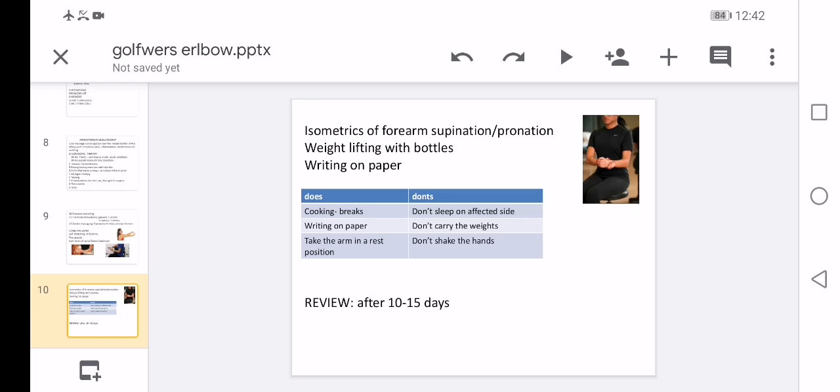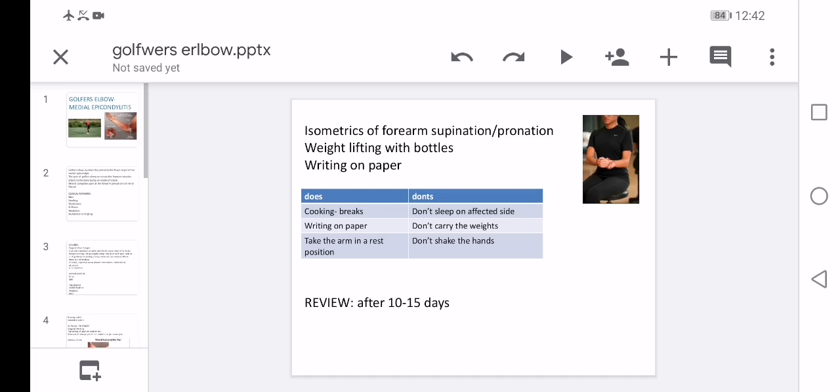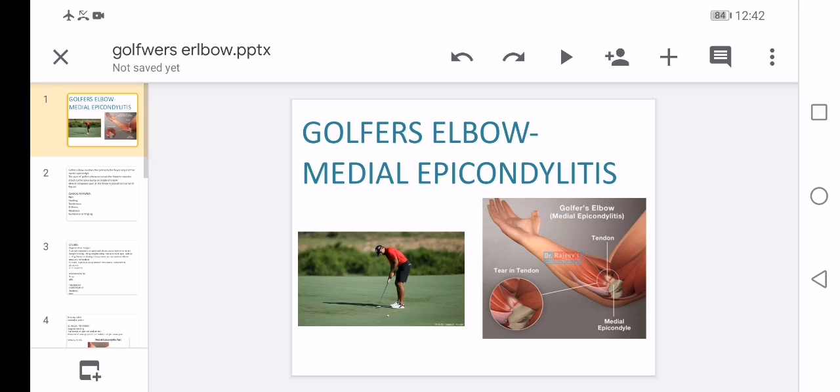It is quite real. It is a very important point to be noted. Don't shake the hands. And at last, tell the patient to review after 10 to 15 days. This is the main important point, that the patient will come back after 10 to 15 days.